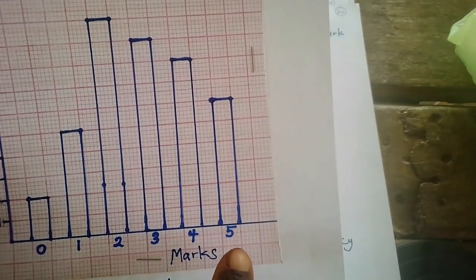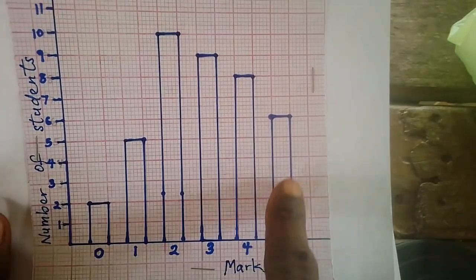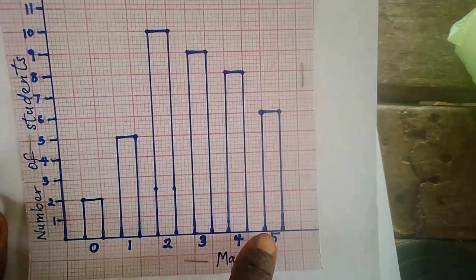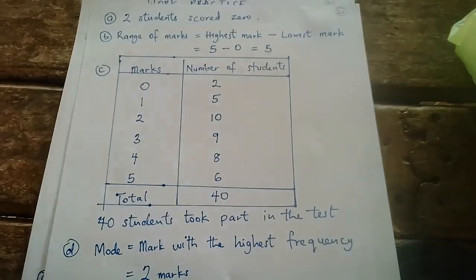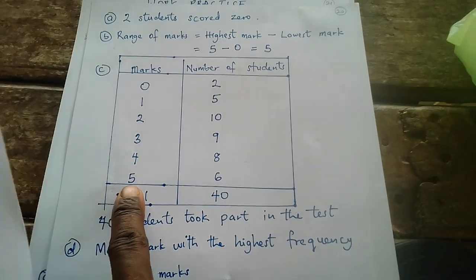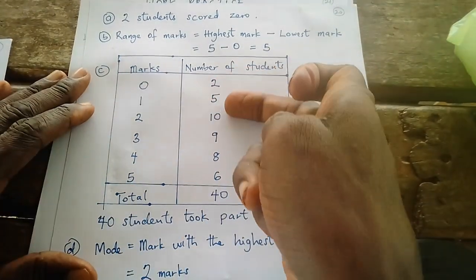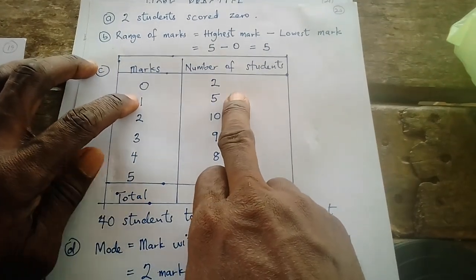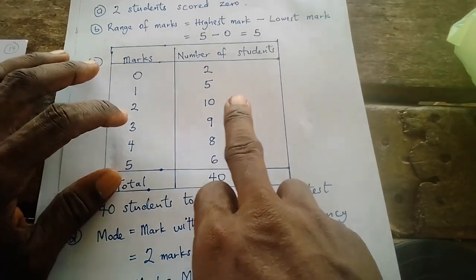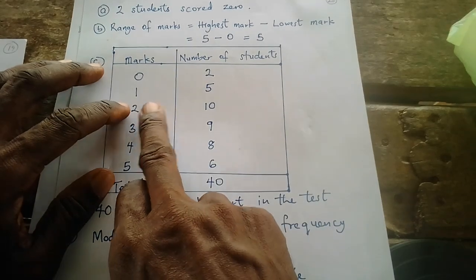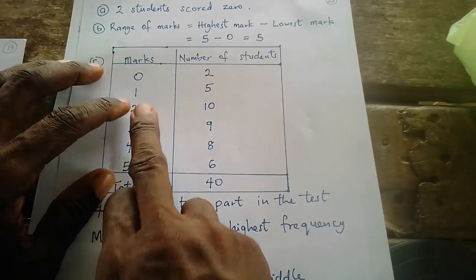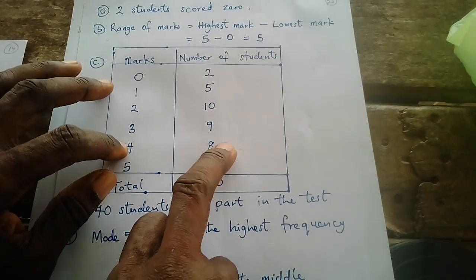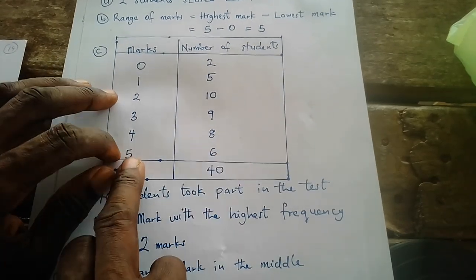Then the last one, how many students scored 5? If you look at the chart, you trace it to the vertical axis. So we have what? 6 students scoring 5. By the time you add their frequencies together, we are having 2 students scoring 0, 5 students scoring 1, 10 students scored 2, 9 students scored 3, 8 students scored 4, 6 students scored 5.